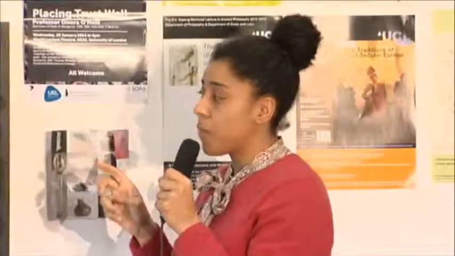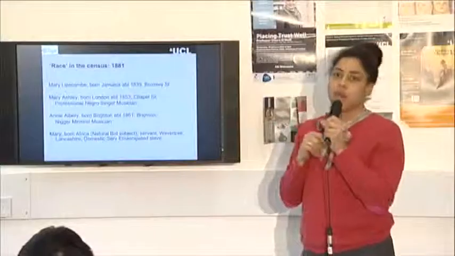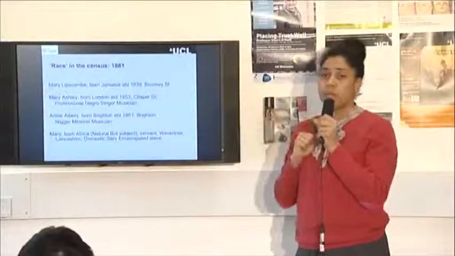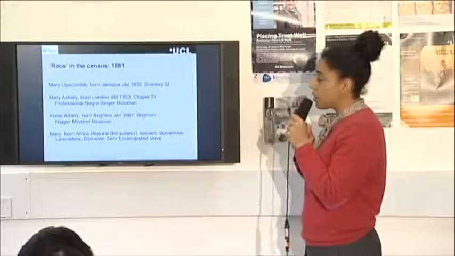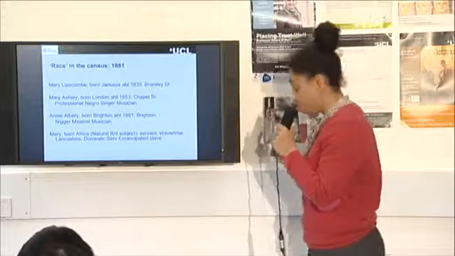And I think that's probably the same for Annie Albury underneath, born in Brighton, living in Brighton, who's down as a nigger minstrel musician. Now, is this an illustration of someone who's more likely to be black and racialized in a more racist way by the person who was recording the information, or is it just the way that it's been put down? Again, I think very difficult to know.